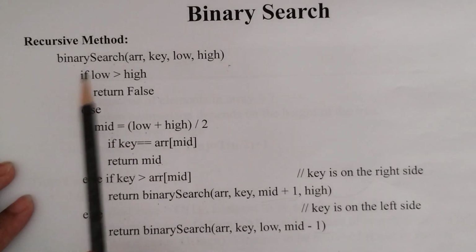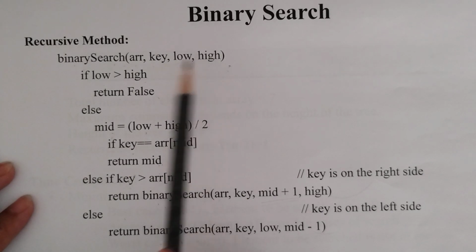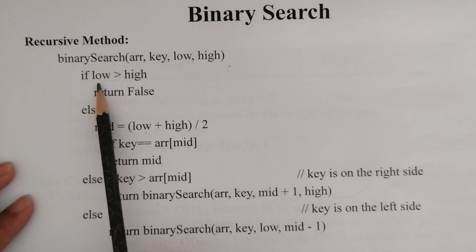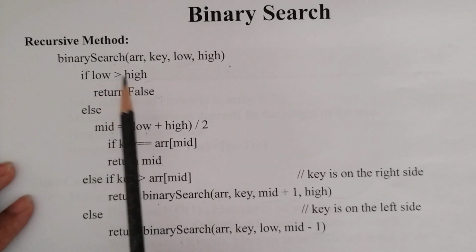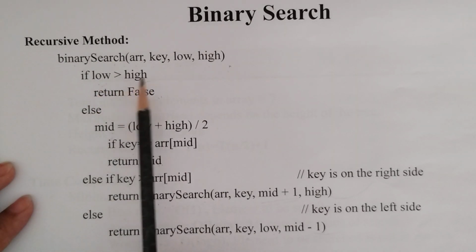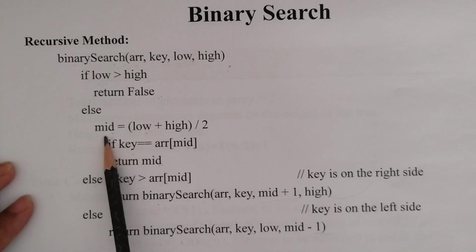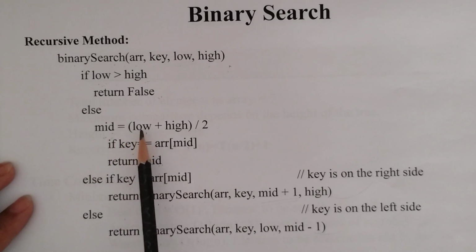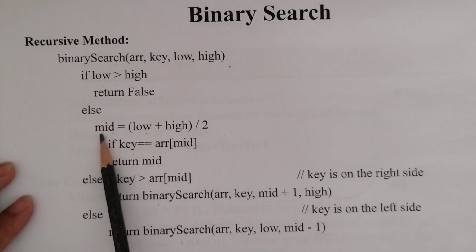The same thing, I have taken the array and key value, low value and high value. First you need to check whether the low value is greater than the high value. If the low value is greater than the high value, then you are not going to do anything. But if the low value is less than or equal to the high value, then you are going to find the middle value. How do you find the middle value? Just by taking low plus high divided by 2, then you will find the mid value.